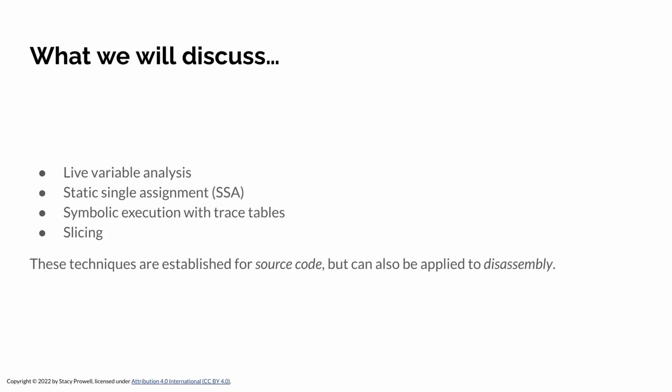So we're going to discuss live variable analysis, static single assignment, symbolic execution with trace tables, and slicing, although not all today. And these techniques are well established for source code, but they can be applied to disassembly, and we're going to do that here. These are fundamental techniques for program analysis. You need to be sure that you understand them.